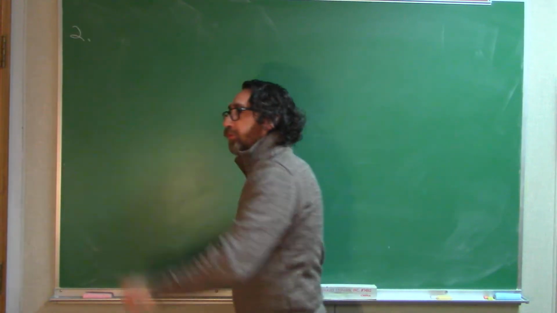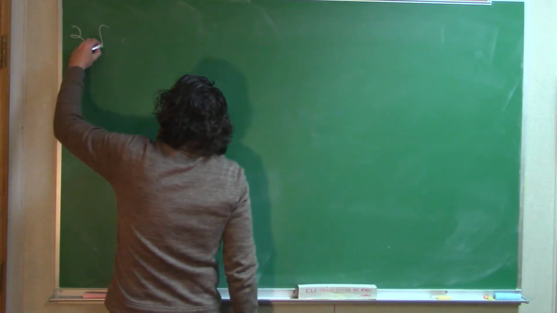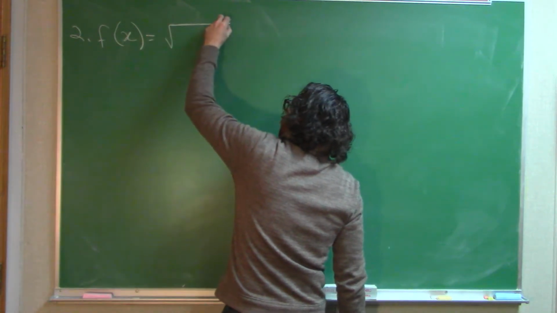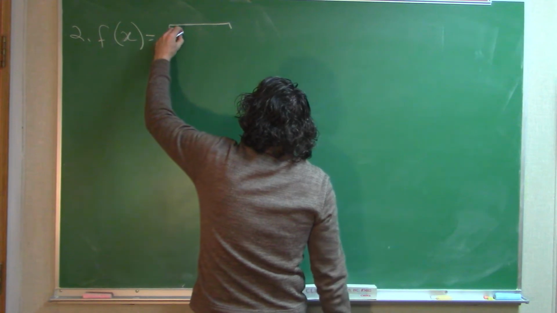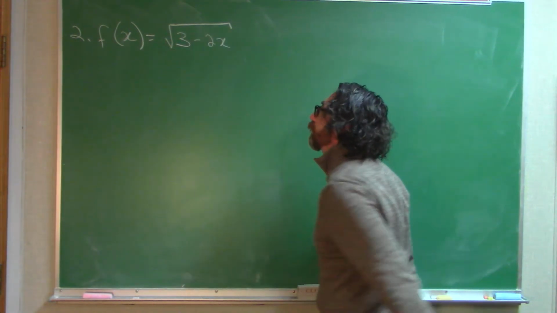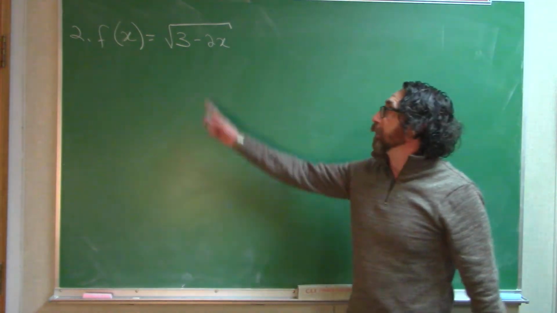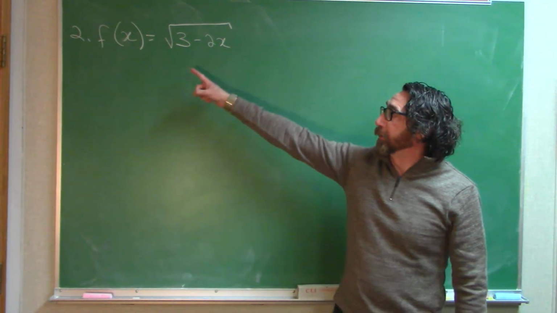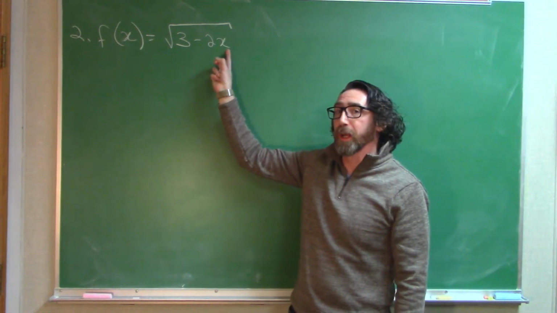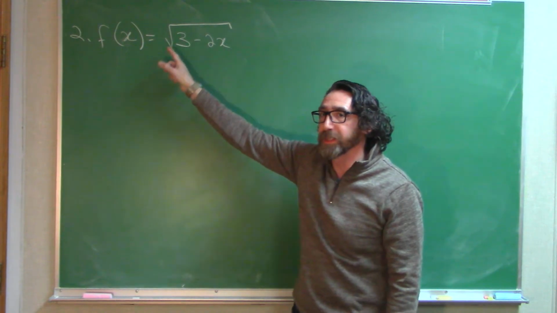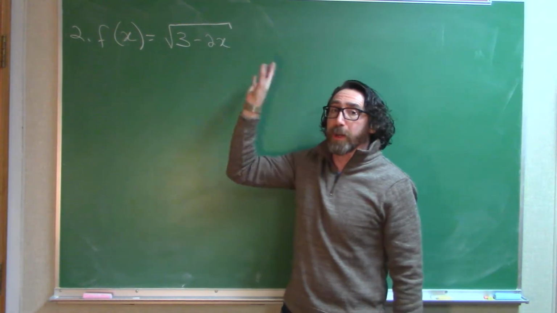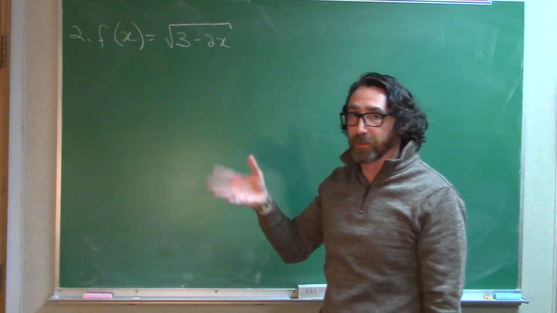Okay, so same instructions. Find the domain of this function. Let's do f of x equals the square root of 3 minus 2x. All right, so the instructions are telling us, okay, take your input x, whatever it is, multiply it by 2, then do 3 minus that result. Once you've done that, take the square root. Okay, so the last thing you do is take the square root.